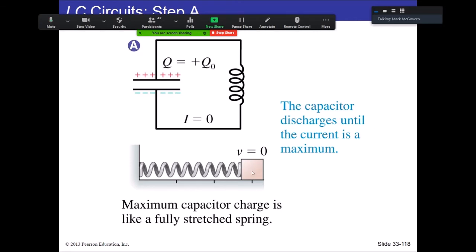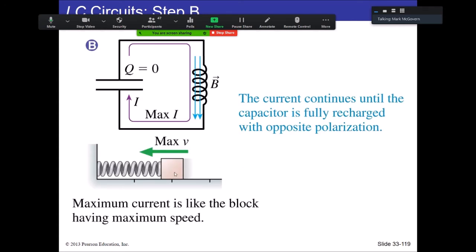And for the block on the spring, we have this constant transformation between kinetic energy and spring potential energy. So to start off, we stretch out the spring, which is like storing energy in the capacitor, and then we let it go. As we let it go, it flies through here and reaches a maximum speed where there's all kinetic energy. Well, that's like the situation with the LC circuit here.